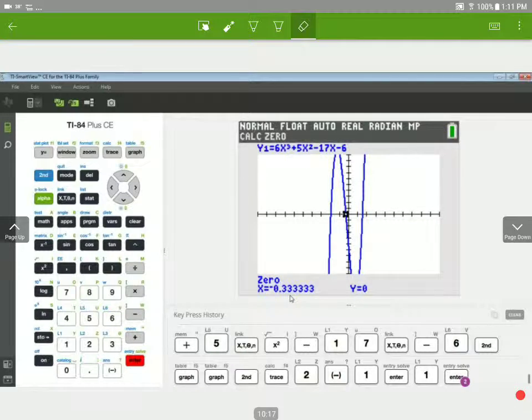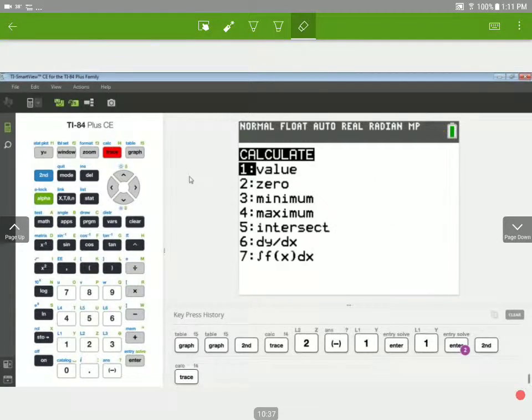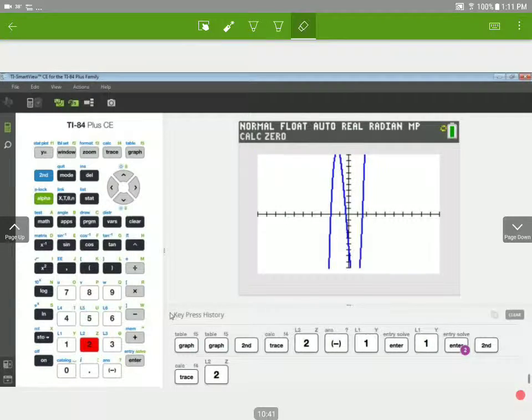Negative 0.333333333, which, what's that as a fraction? 1/3. Good. So that's negative 1/3, comma 0. Cool? That's that 0. So we got negative 2, negative 1/3, and let's do this one. Okay? Second, calculate. Which one are we using again? 0, so 2. And we're going to do this one right here.